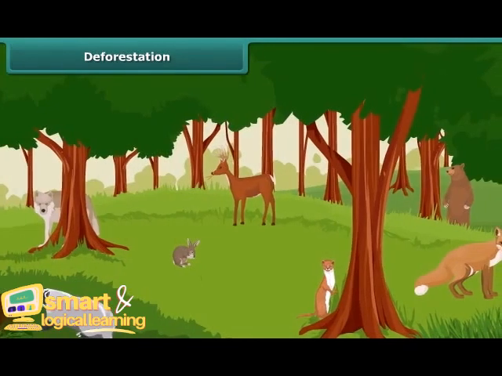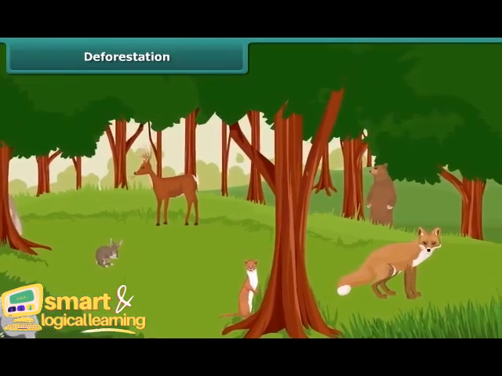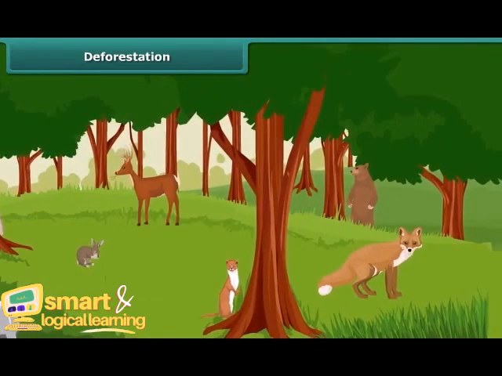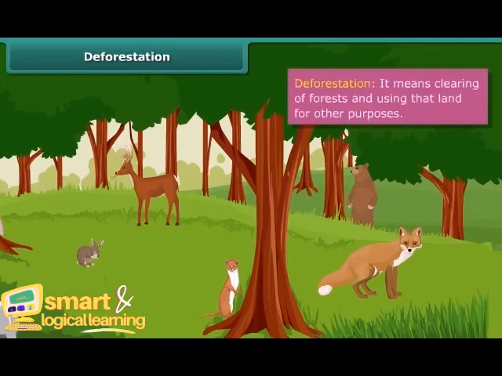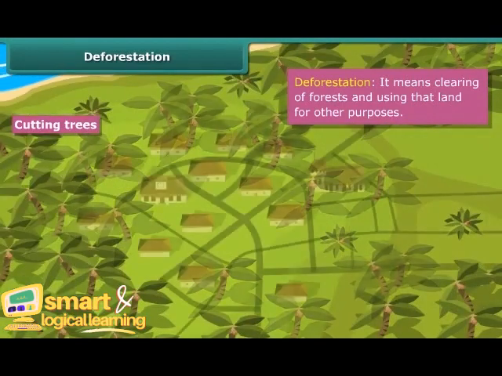Friends, a great variety of plants and animals exists on Earth. They are essential for the well-being and survival of mankind. But a major threat to survival of these organisms is deforestation. Deforestation is clearing of forests and using that land for other purposes.